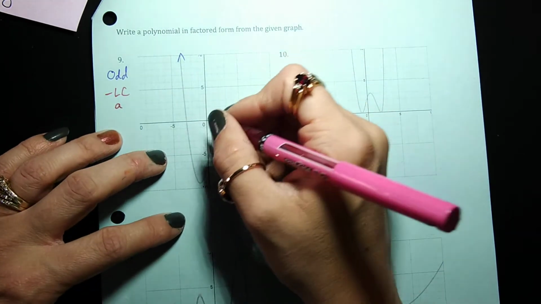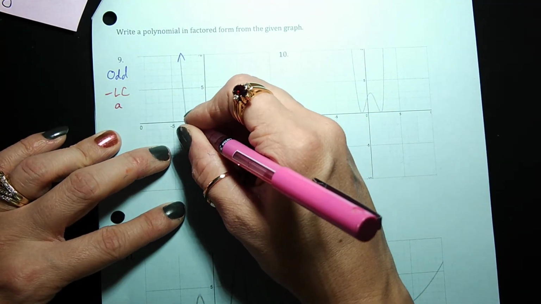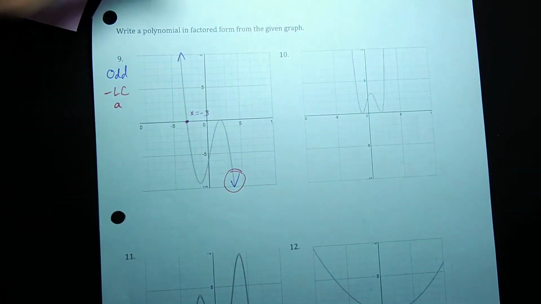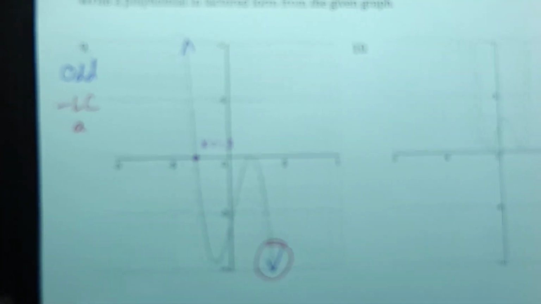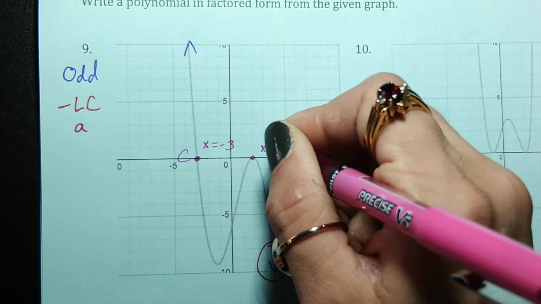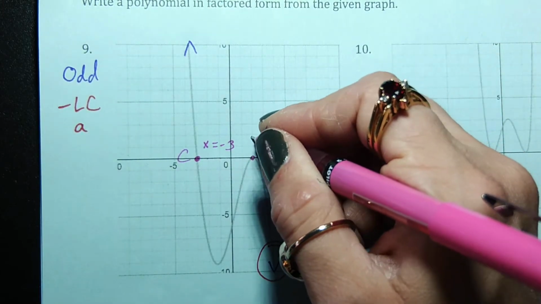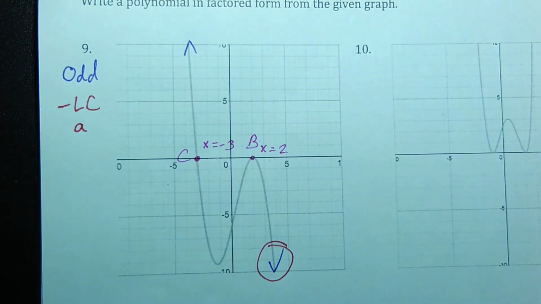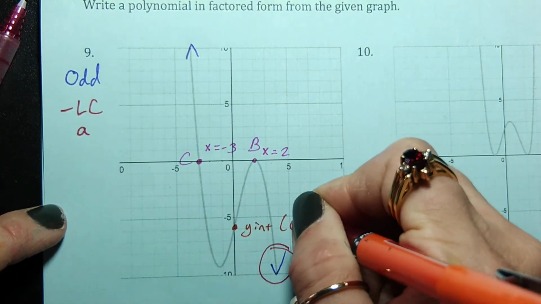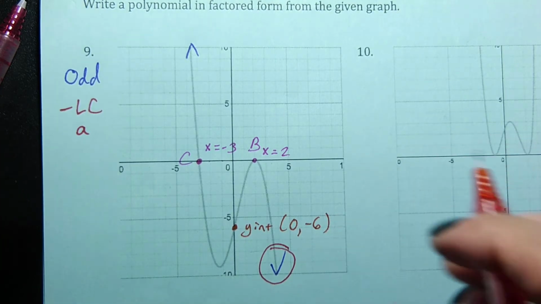Next, what points do we know? Let's see, 1, 2, negative 3. We've got an x-intercept at negative 3. That is crossing. C for cross. And then we've got another x-intercept at 2. What's that one doing? Bounce. Bouncing off the x-axis. And then we've got our y-intercept at negative 6. So 0 for the x, negative 6 for the y.